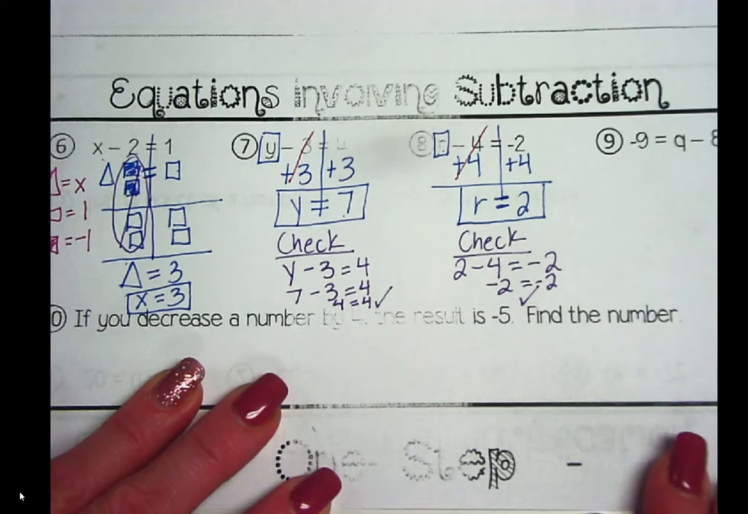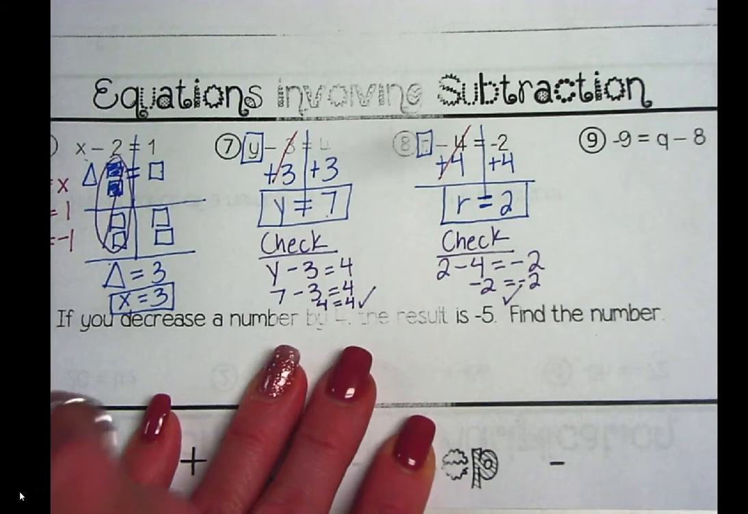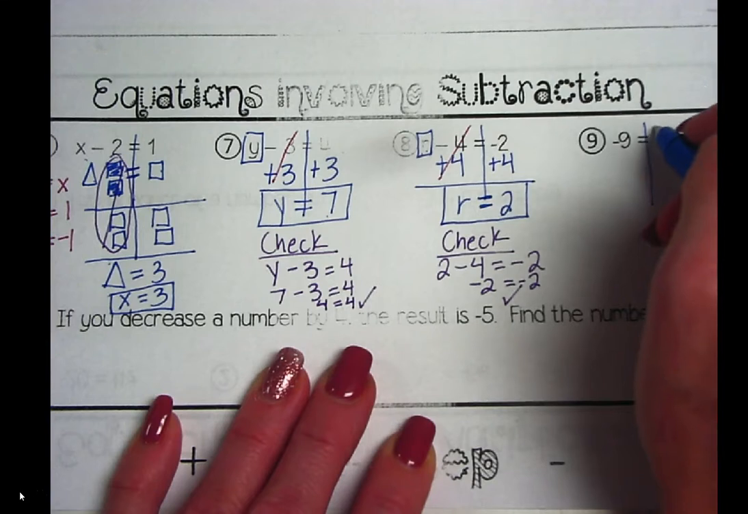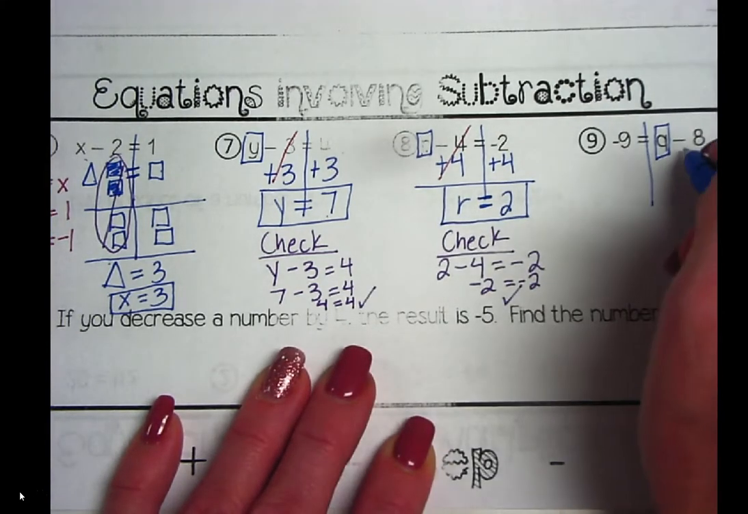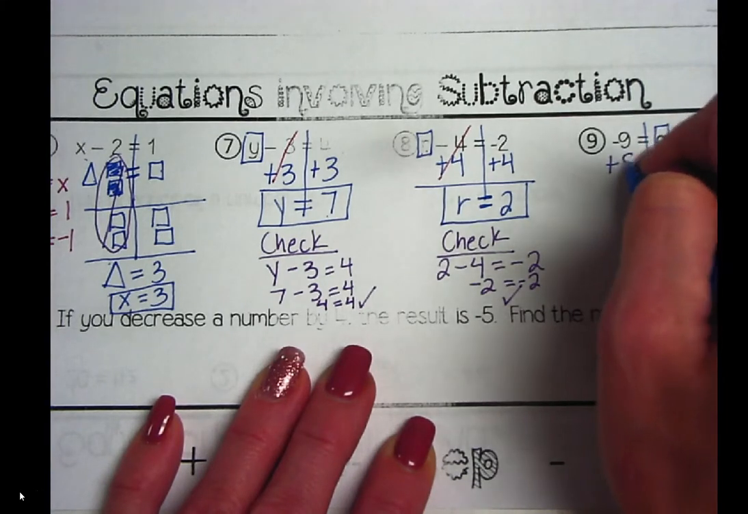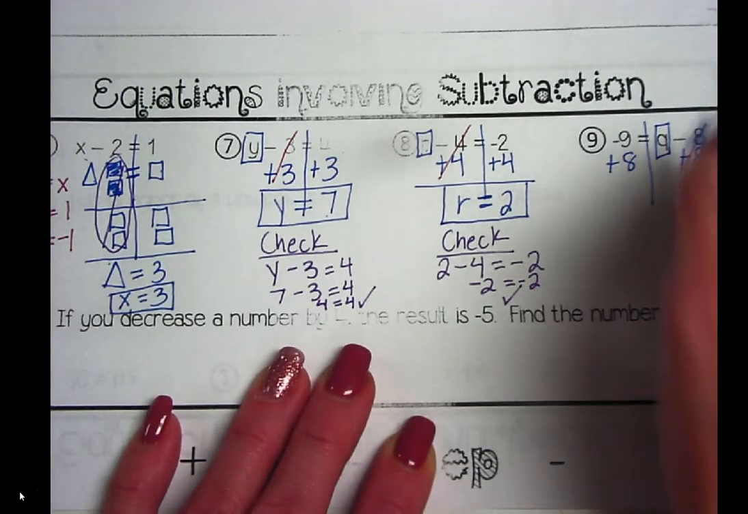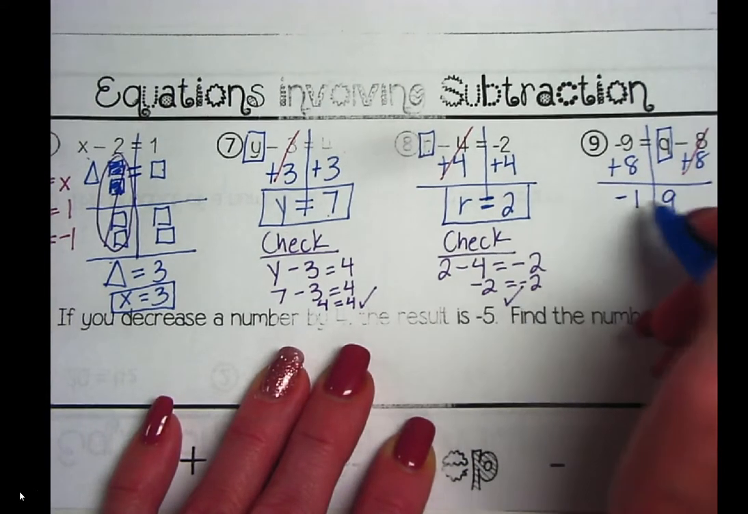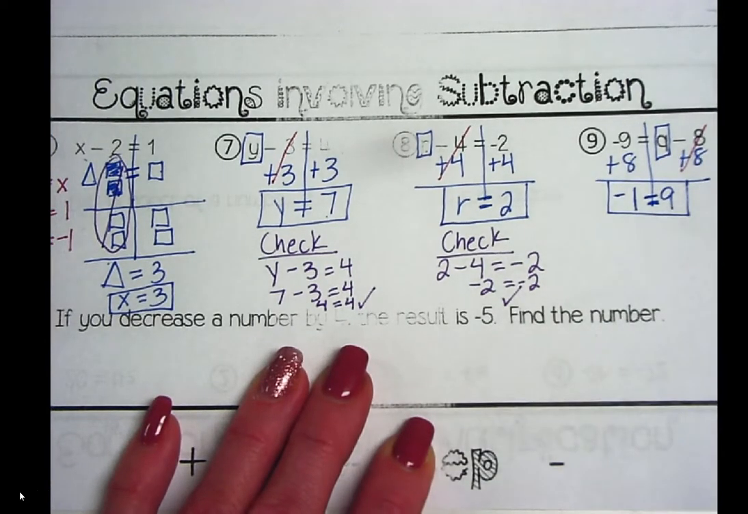All right, one more before our word problem. We have negative 9 equals q minus 8. So my variable is q. How do I get rid of negative 8? By adding a positive 8. I'm going to add 8 to both sides. On the right side, it cancels out. I'm left with q equals negative 1. So that's my answer. Negative 1 is equal to q.